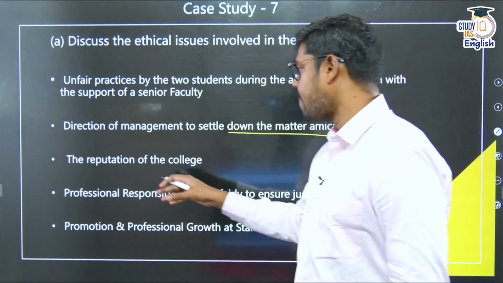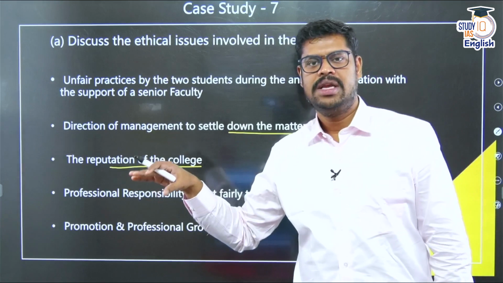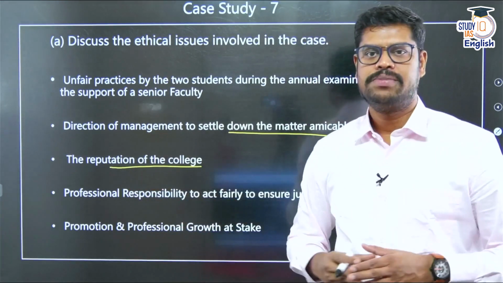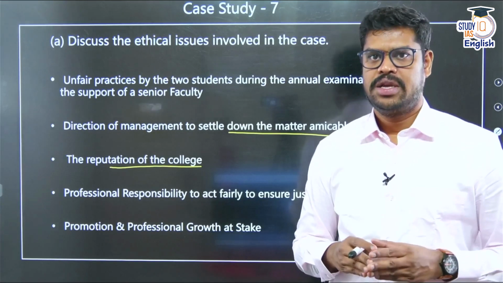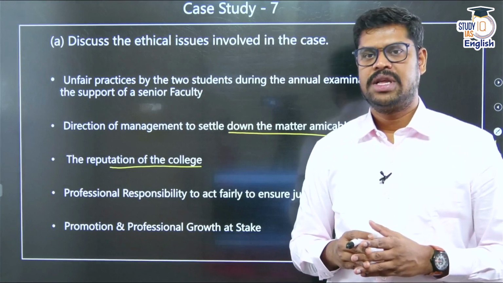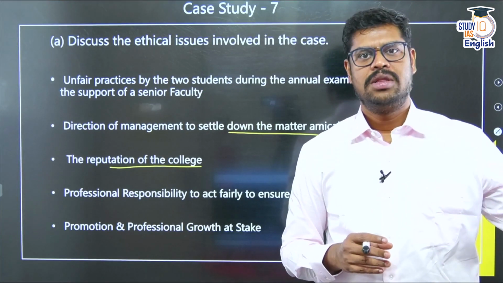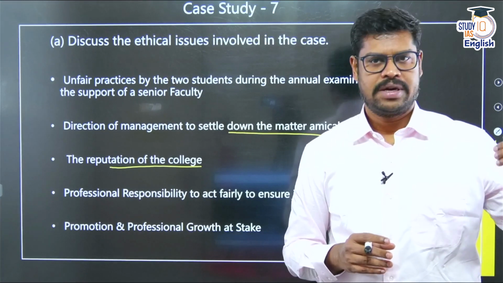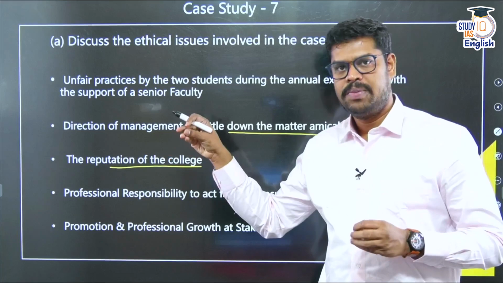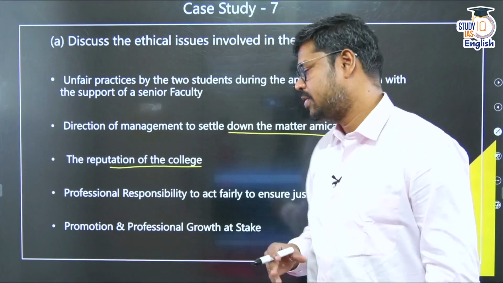Third thing is that for any action that will be taken legally, the management fears that the reputation of the college might be affected. So that is again an ethical issue, because the management feels the reputation of the college might be affected, so they are even ready to let the individuals involved in the unfair practices not be punished. So that is again an ethical question. In the name of the reputation of the college, can they be left without any punishment?